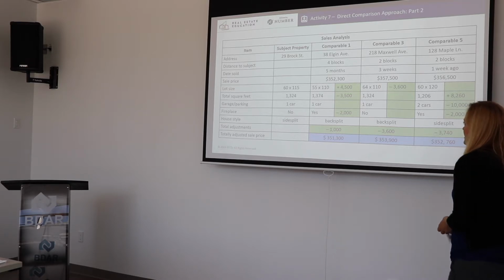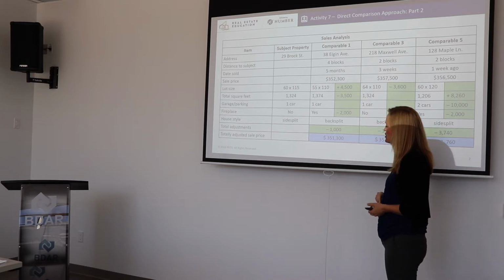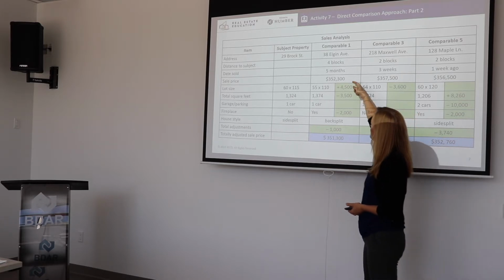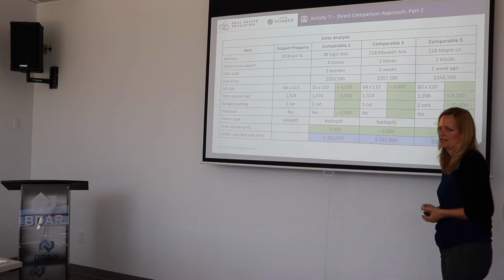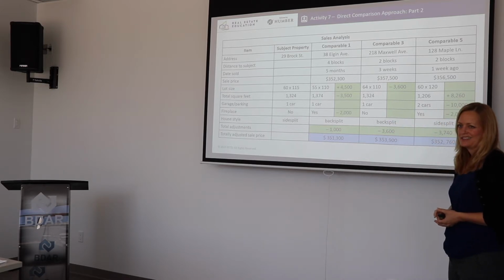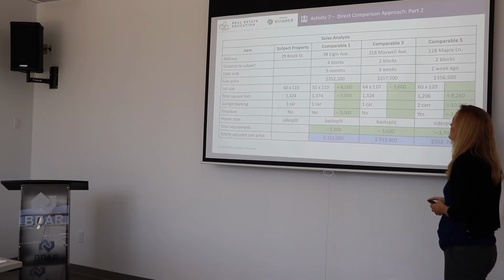You're welcome. So then we add, subtract, and the total amount of adjustments is minus $1,000. And we take our sale price, we minus the 1,000, and we come with our totally adjusted sales price. Did everybody get that? Awesome, let's look at comparable 3.